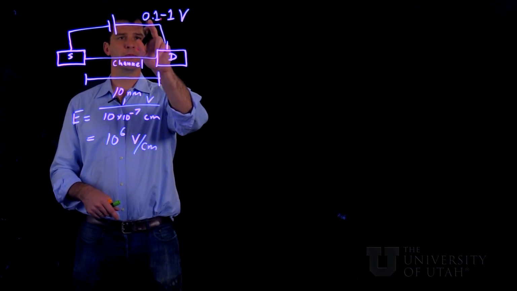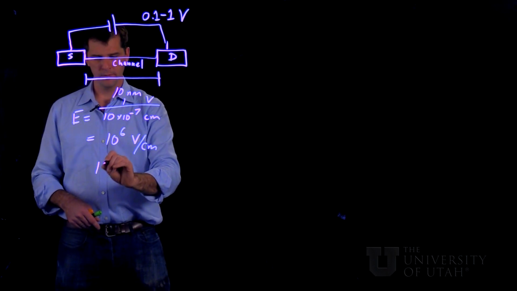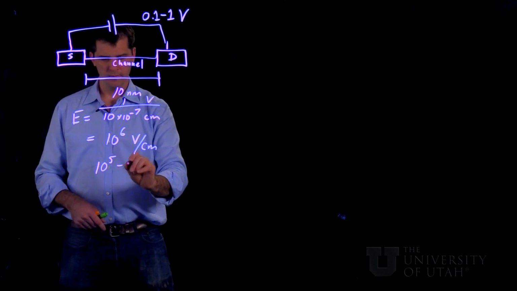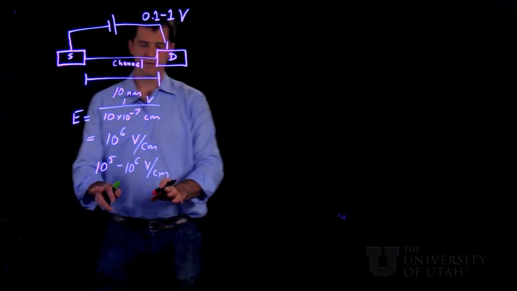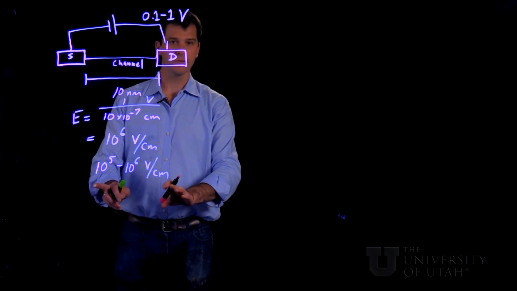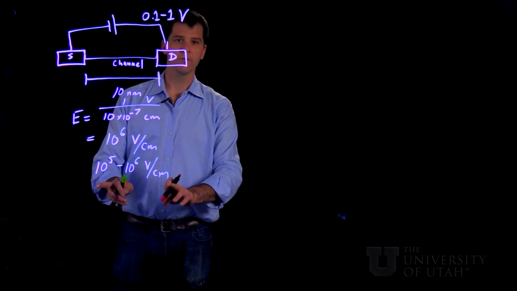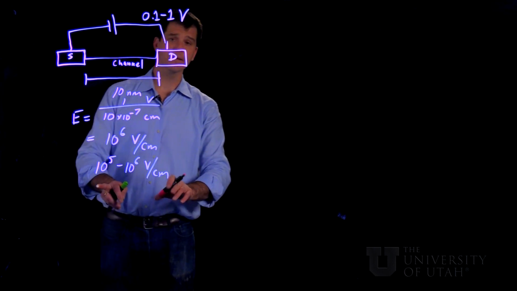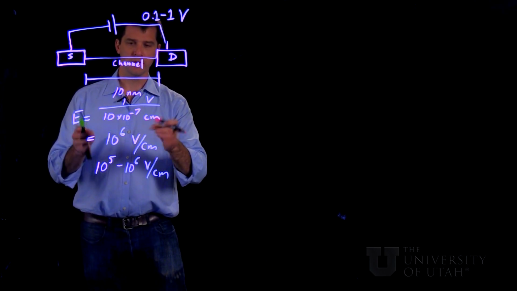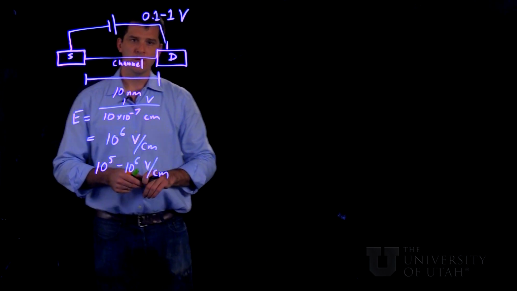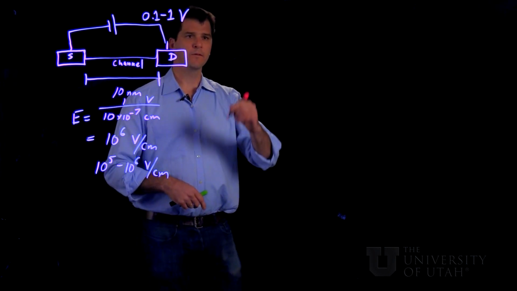So at this end of 0.1 volts, we would get 10 to the 5. So we're actually well within this range where velocity saturation becomes important. In fact, in the most smallest scaled devices today, we might actually be in what's called the ballistic regime.